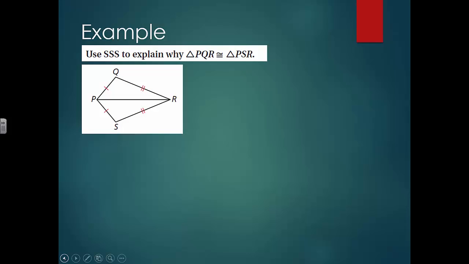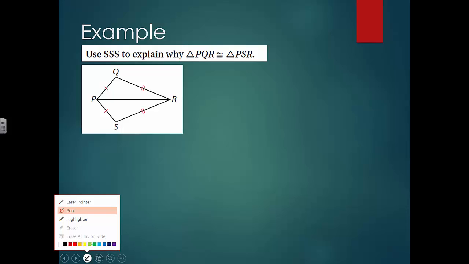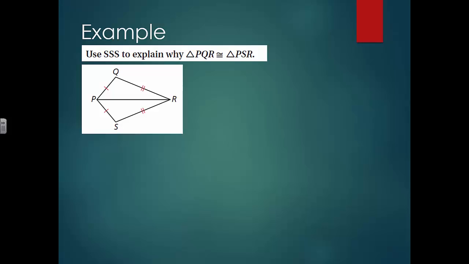So, for that one learning target, explain why these are congruent. Well, we could say very simply that we are given that PQ is congruent to PS. So this side is congruent to this side. We are then also given that QR is congruent to SR. So this side is congruent to this one. And then lastly, we know that PR is in both triangles and it's congruent to itself by the reflexive property.